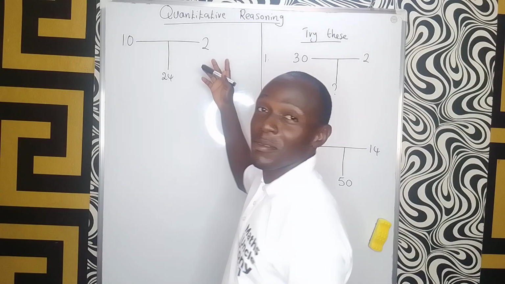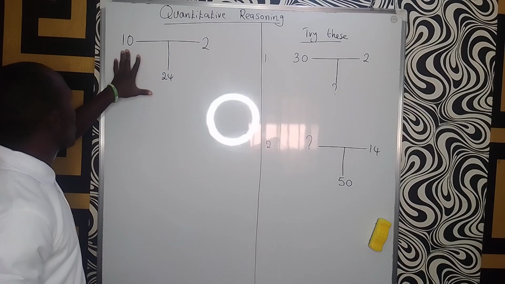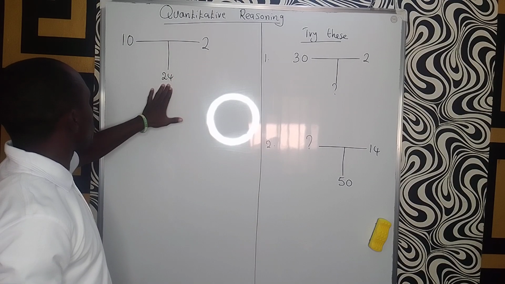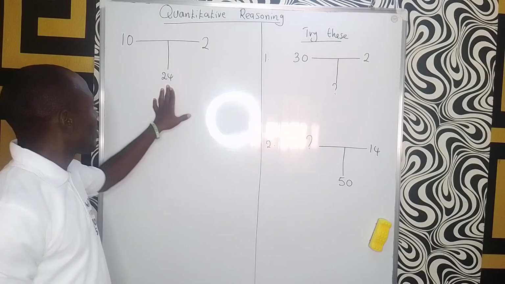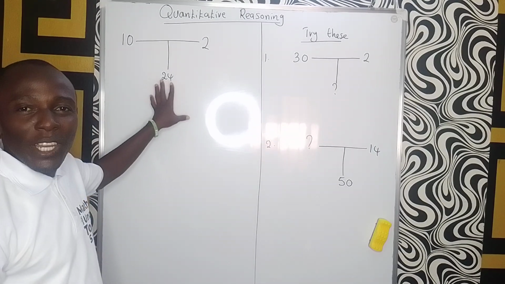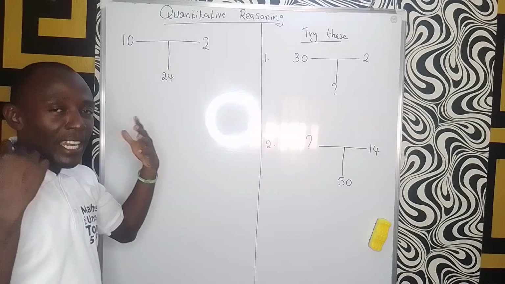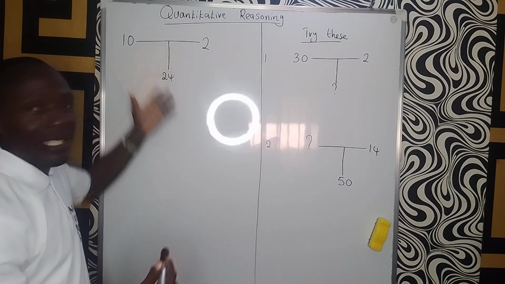We're going to look at something interesting on the board. We have a number that is written 10, 2, and 24. So this is quantitative reasoning. And for us to reason what actually happened, or how they got these numbers, we have to think fast and decipher how these numbers came about.